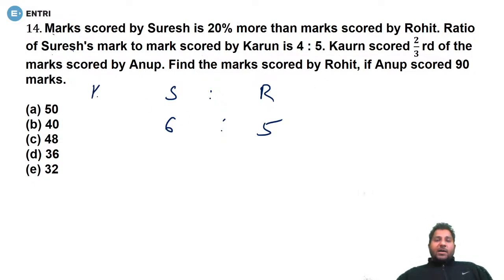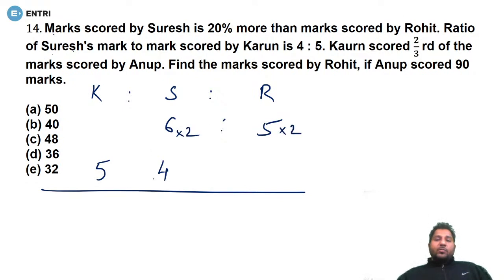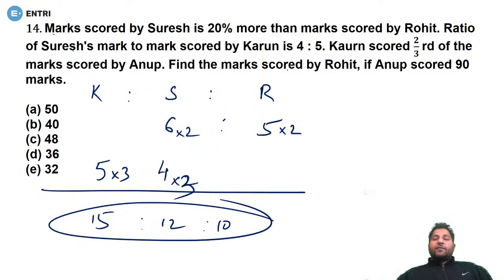Marks scored by Karun is 4 ratio 5. Suresh is 4 and here it is 5. Let's find out the final ratio. So we will multiply it with 2 to make it 12 after getting the LCM. And here it is 15, 12 and 10. Now we have got the final ratio of marks scored by Karun, Suresh and Rohit.